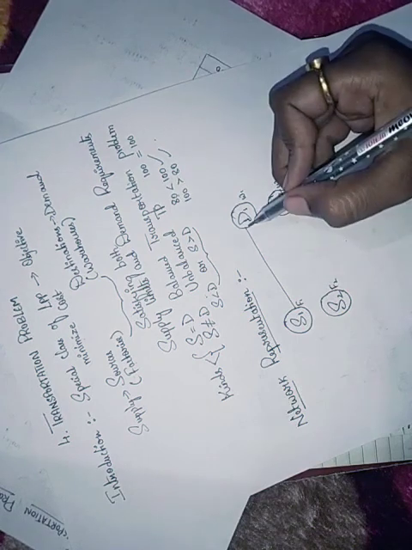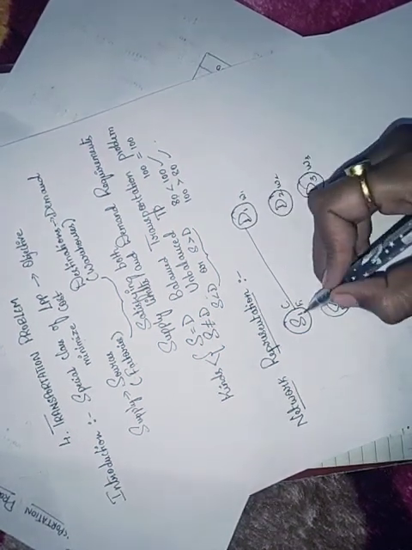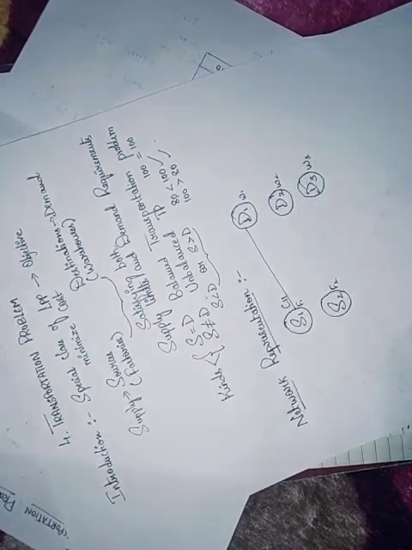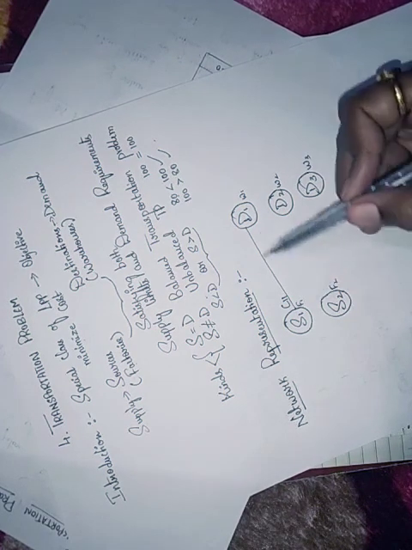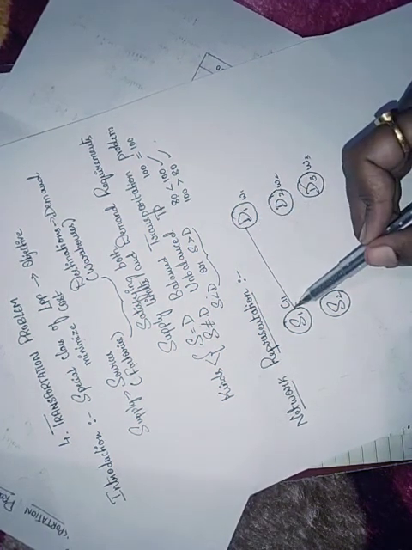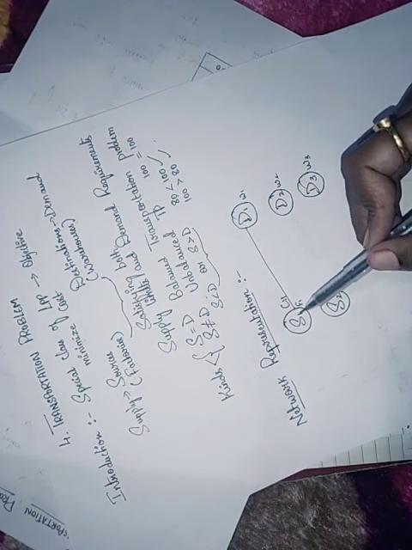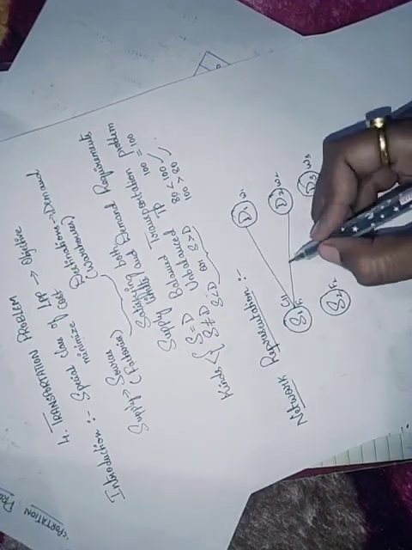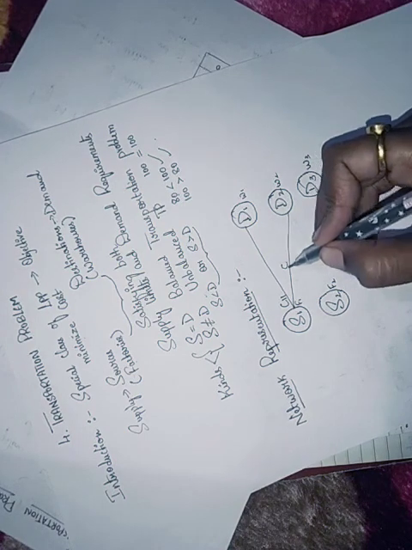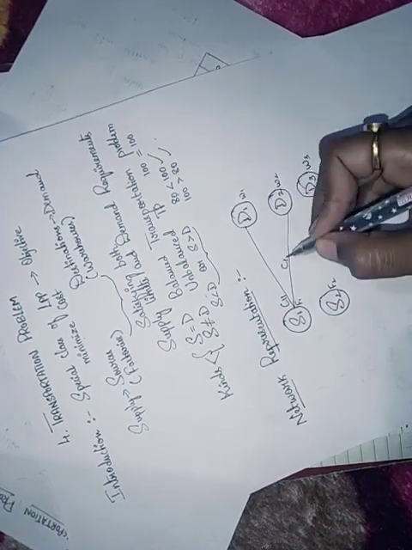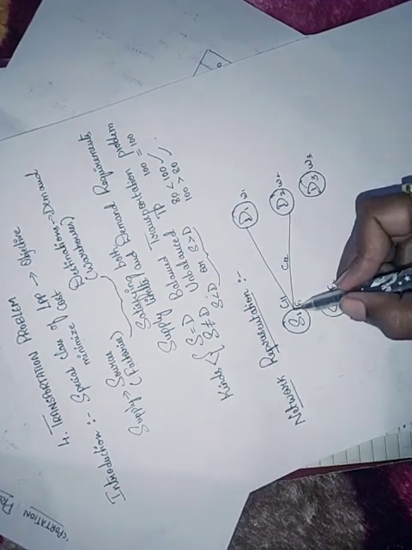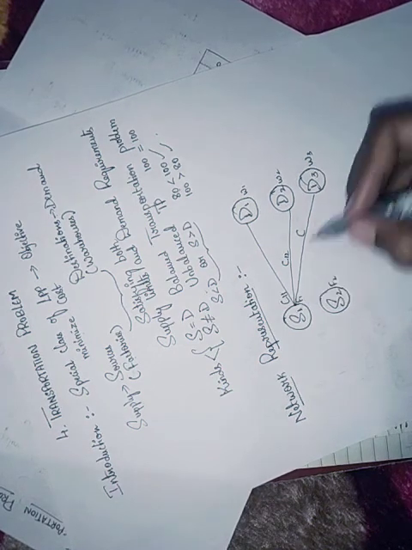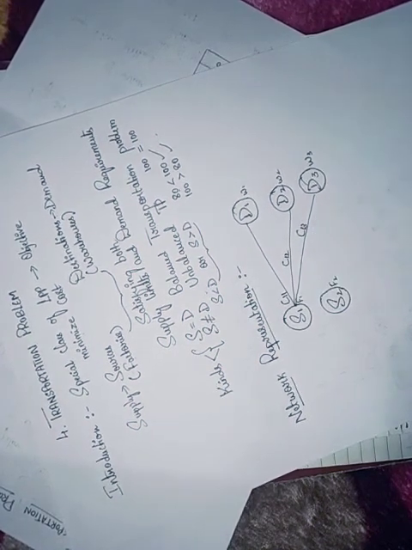So this line represents the cost of transporting a commodity from source 1 to destination 1. I repeat, this line represents the cost of transporting a product or a commodity from source 1 to destination 1. And this line represents the cost of transporting a commodity from source 1 to destination 2. And this line represents the cost of transporting a commodity from source 1 to destination 3.